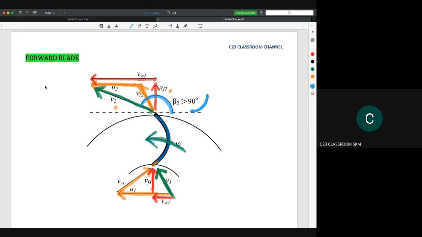So I hope you could snapshot this video, so you could make sure that you could draw the velocity triangle for the forward blade very well.